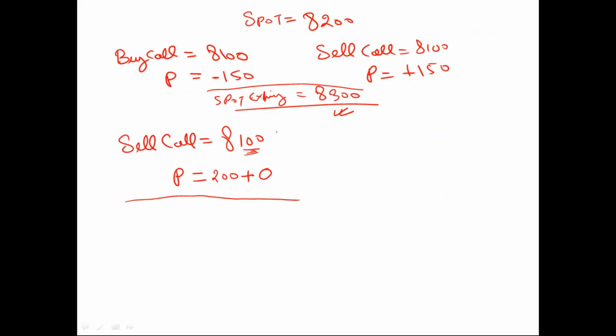Now, what is the profit? Profit is the difference between the premiums. You paid 150 and you receive the premium when you sell the call. So the difference is 50, your profit.